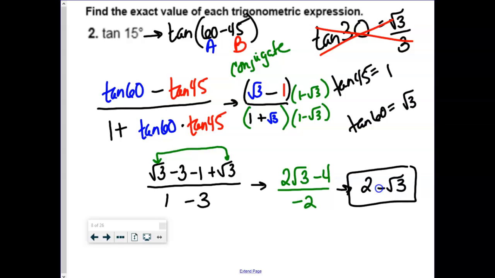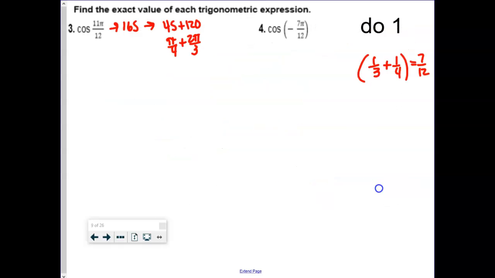I think those are actually okay. Let's go look right here. So you get into a bit of trouble when there's a radian measure, because I don't know about you, but I'm not good enough at fractions to be like, oh, yes, 11 pi over 12 is clearly pi over 4 plus 2 pi over 3. Like, no, I'm not going to remember that. So what we're going to do is convert it to degrees.